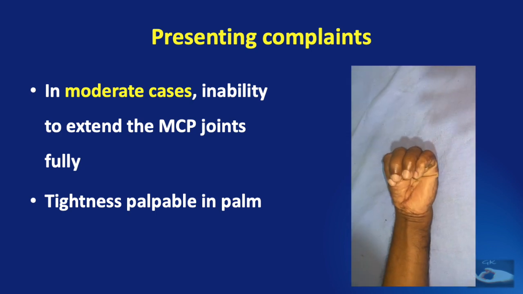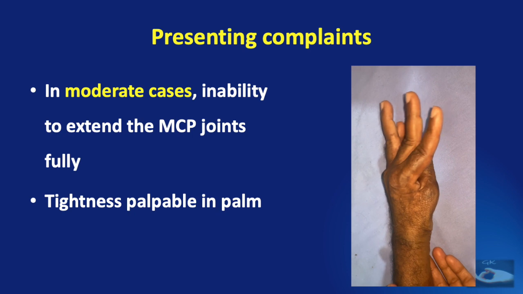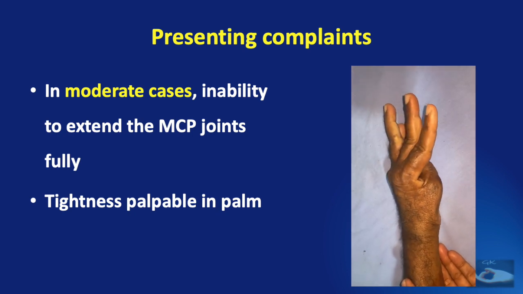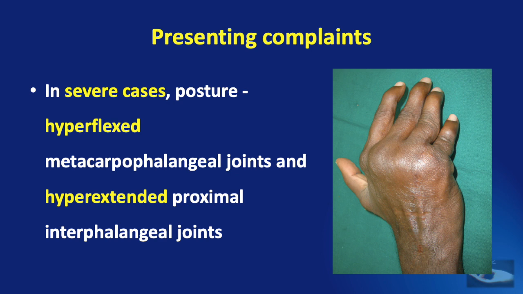In moderate cases, the patient will not be able to extend the metacarpophalangeal joints fully and tightness will be palpable in the palm. And in severe cases, the hand will be in a position of hyperflexion at the metacarpophalangeal joints and hyperextension at the proximal interphalangeal joints.